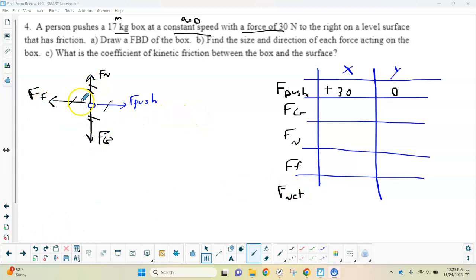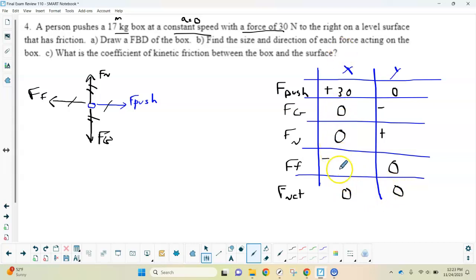So again, based on our picture, we just labeled the forces. Now we're going to do the directions of those forces. So we did positive 30 and 0 for the push. The gravity is not going in the x, it's going downward in the y, so that's negative. The normal force is going nothing in the x and positive in the y. And then finally, the friction force is negative in the x and 0 in the y. It's got an acceleration of 0, so that means this x direction is 0, and the y direction almost always balances out and makes it go to 0.